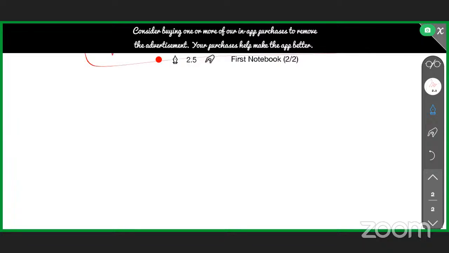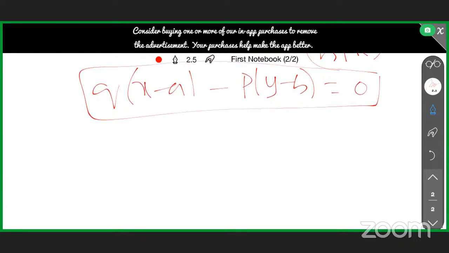Okay, now we'll go to the next question. What is the answer? This is the answer: Q(x minus a) minus P(y minus b) is equal to 0. Q into (x minus a) minus P into (y minus b) is equal to 0. Okay, sir.